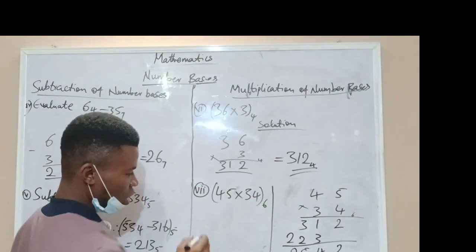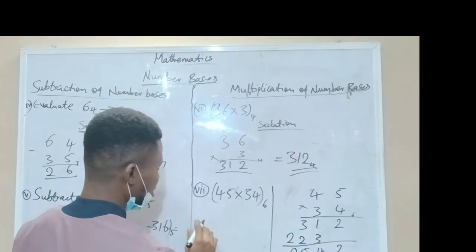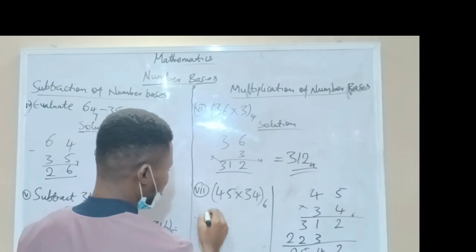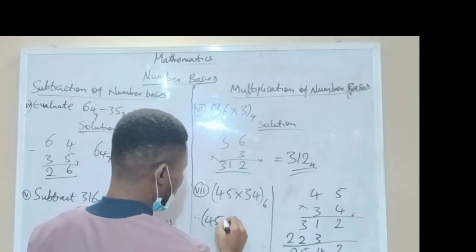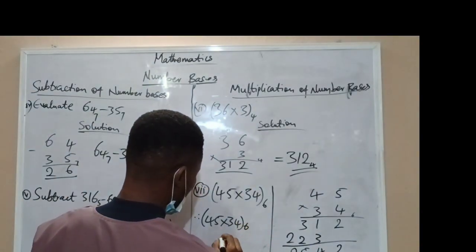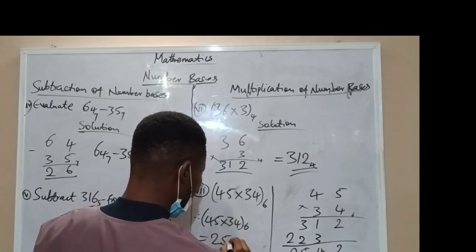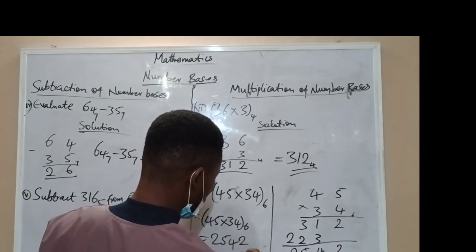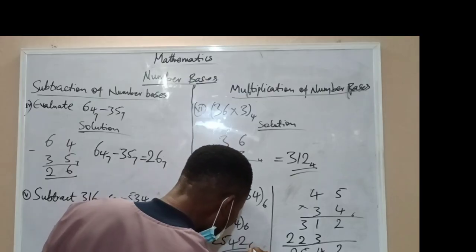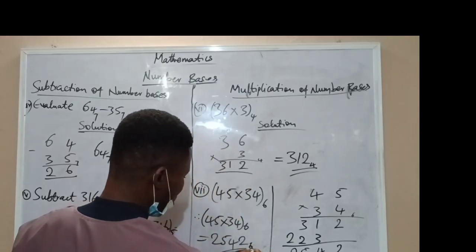Therefore, pardon me, I have to use this place. Therefore, this times this in base 6. Okay, let me write it. 45 times 34 in base 6 equals 2452 in base 6. It's in base 6.